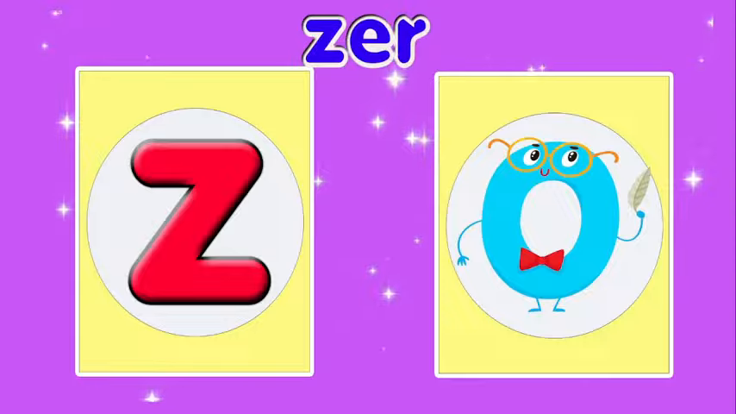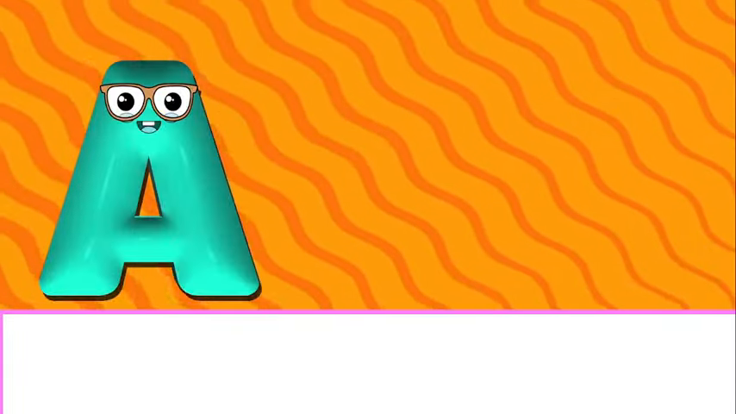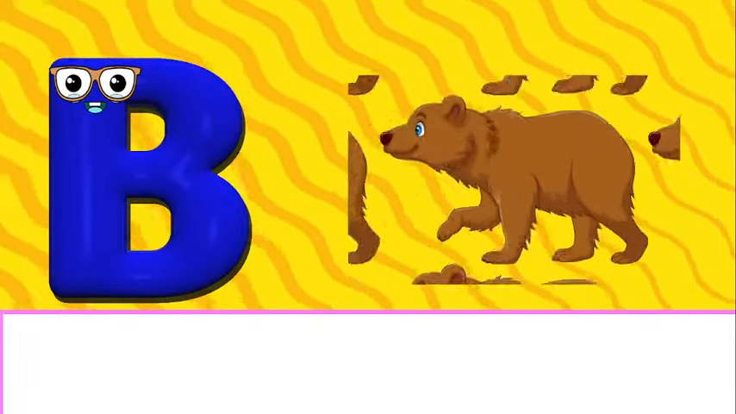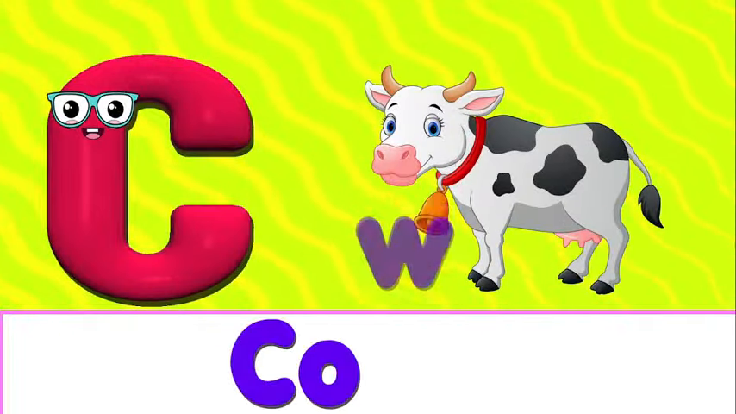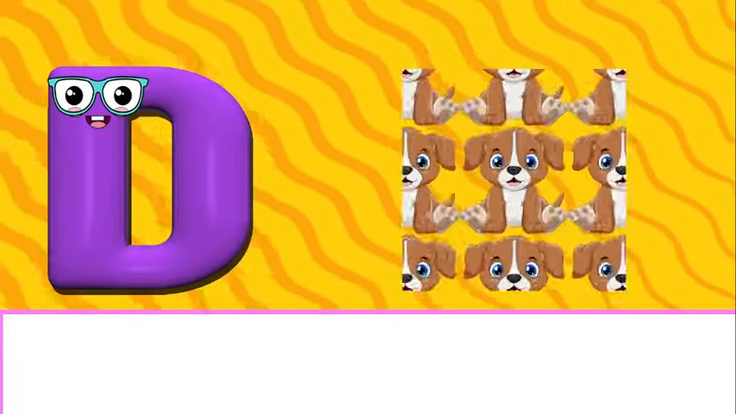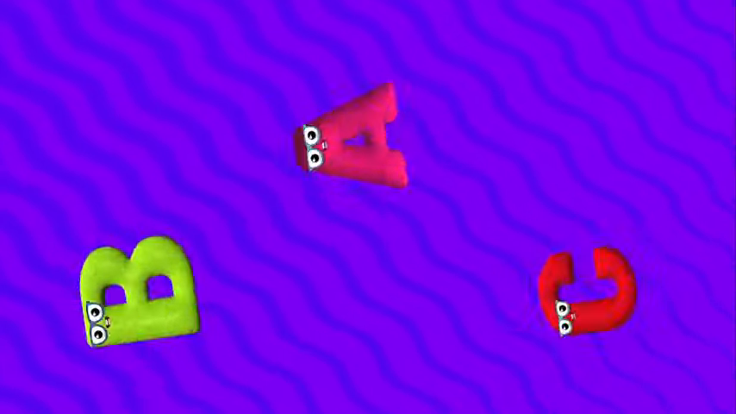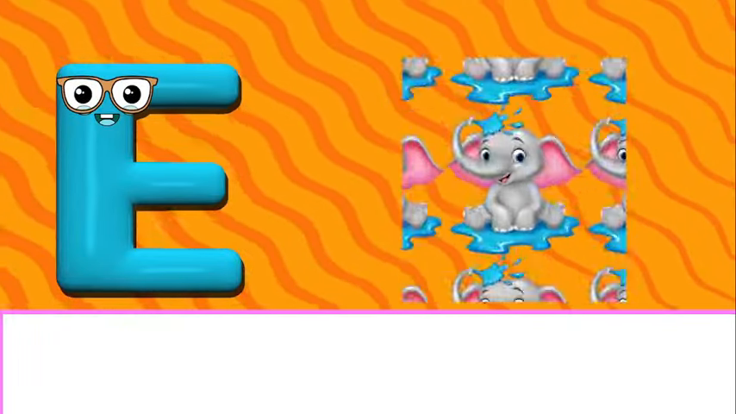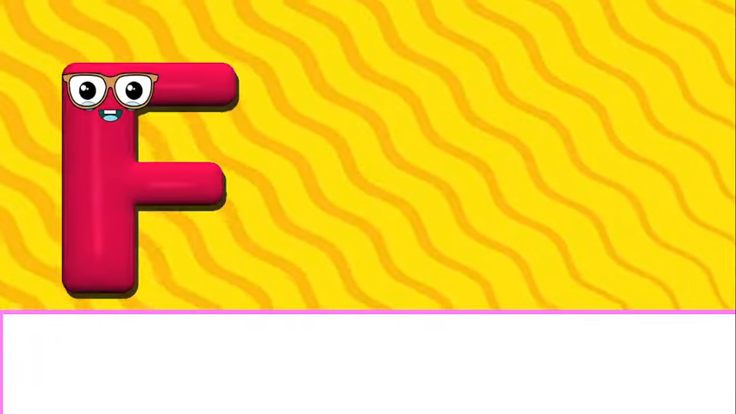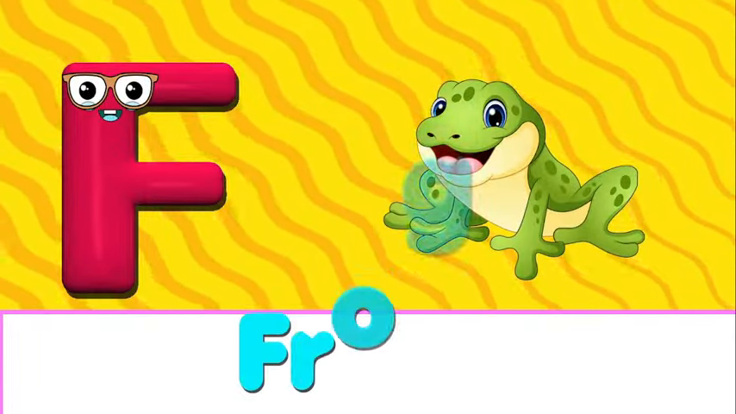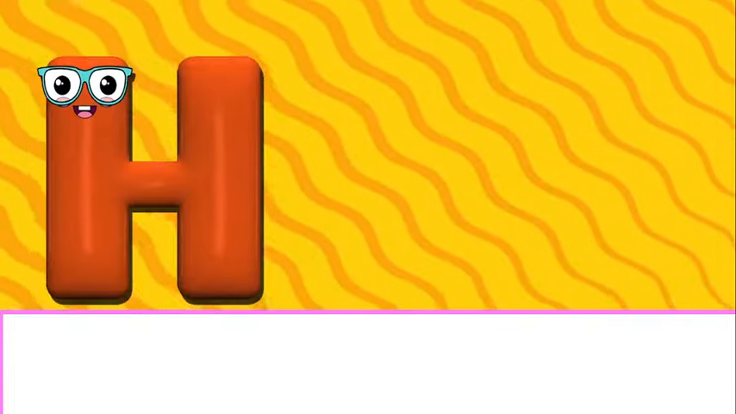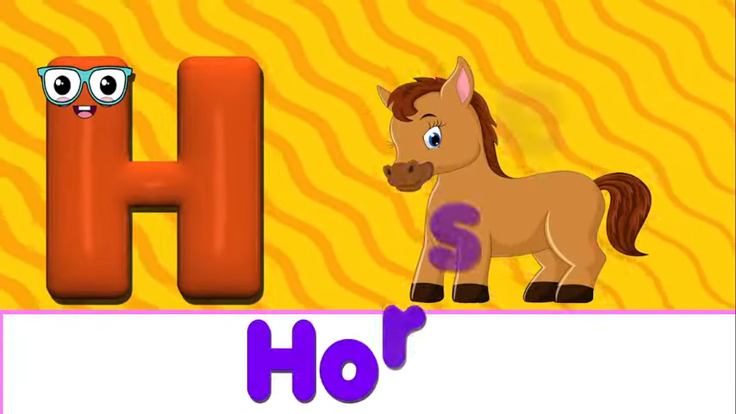Z for zero. A is for alligator. B is for bear. C is for cow. D is for dog. E is for elephant. F is for fox. G is for giraffe. H is for horse.